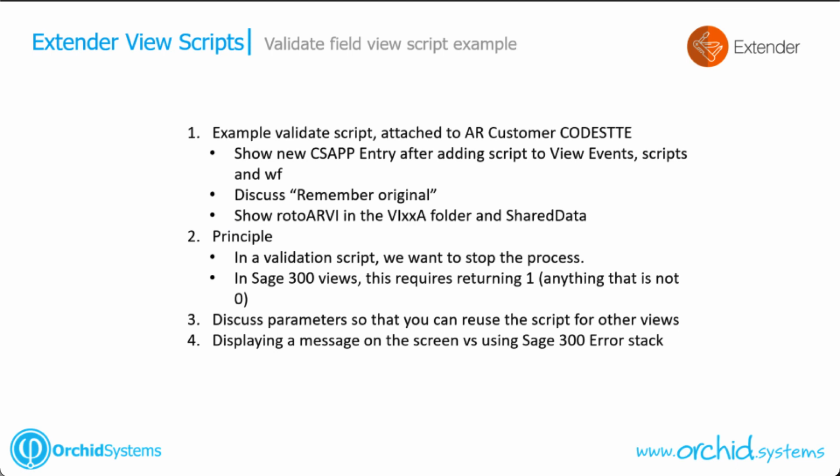So we've looked at adding a view script to the AR customer screen, and because it's a validation script, we actually want to stop the process when the values aren't valid. We're using parameters to make the deployment easier, so you can change between different databases and users can maintain the valid values without having to change the script.